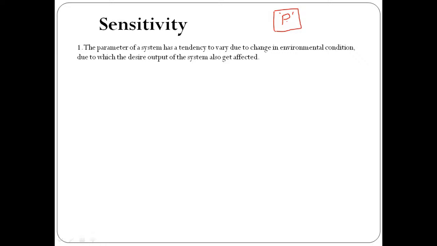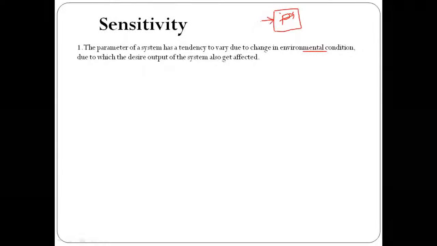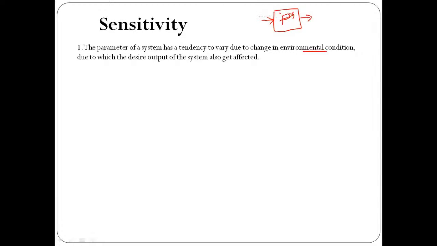And we know that the parameters of the systems are going to vary due to environmental conditions. It may be possible that the environmental conditions arise due to internal disturbances, or due to external disturbances. But the thing is that if the environmental conditions change, the value of this parameter is going to change. And if the value of the parameter of the system changes, the corresponding output generated by this particular system when it is excited by some input excitation is also going to vary.